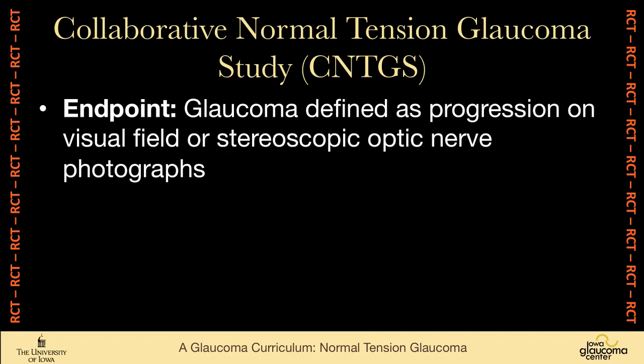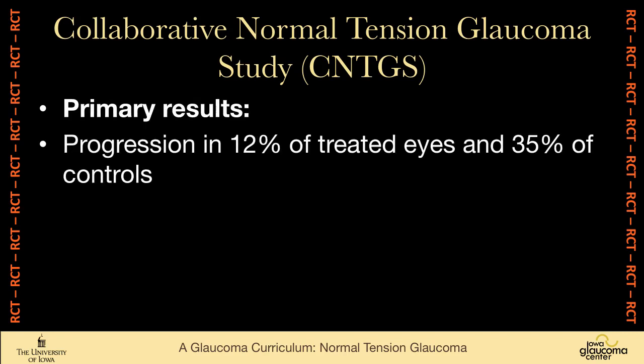Patients were randomly assigned to be treated or followed, and they were followed for changes in optic nerve appearance or reproducible changes in visual field, and a reading center would evaluate the patient's studies. The primary results showed that in people who were treated, 12% progressed compared to 35% of the controls. And actually, the study was so effective in preventing glaucomatous damage that it had to be stopped early because it was no longer fair to not treat people who had normal tension glaucoma.